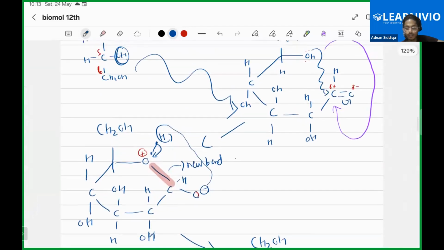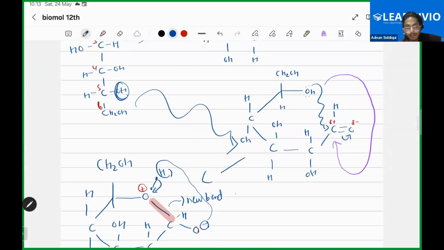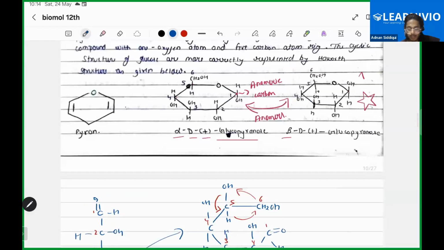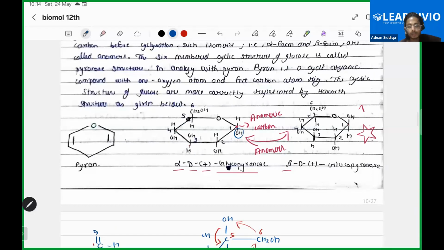The thing that you need to understand is the attack. If the attack is from the back side, the product will be alpha. If the attack is from the front side, the product will be beta. Or you can simply understand, if this OH group is at the lower end, then it will be alpha. If this OH group is at the top side, this will be beta. Okay. And the carbon on which this OH group is, it is the anomeric carbon.